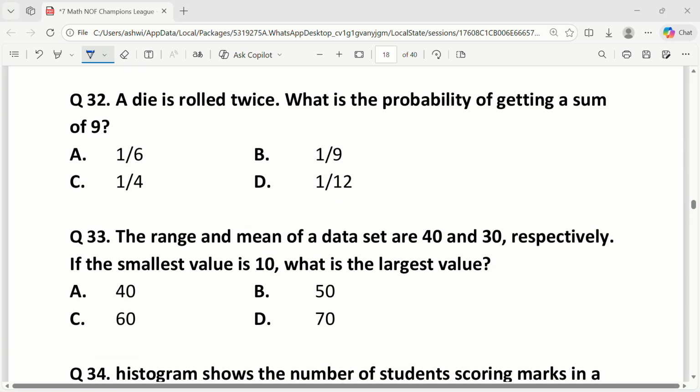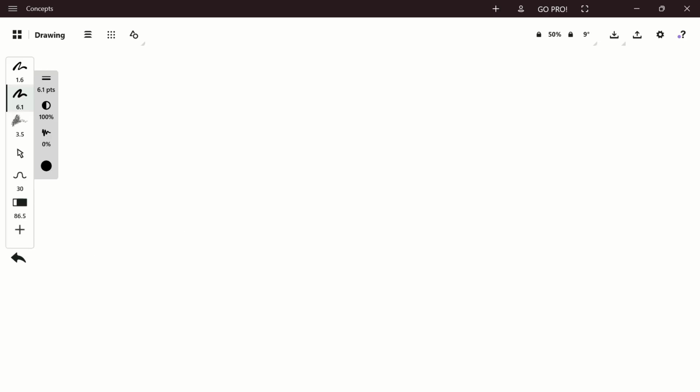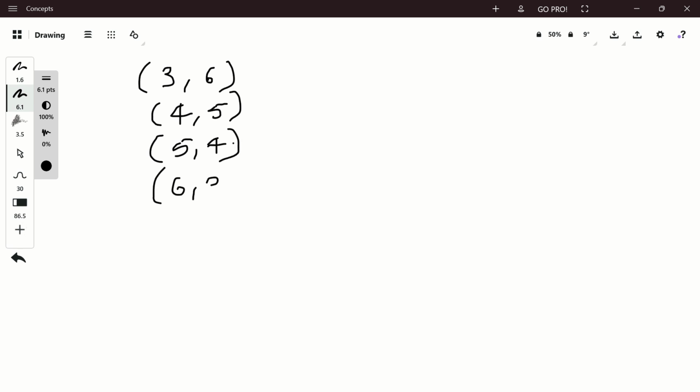Question 32. A die is rolled twice. What is the probability of getting a sum of 9? The die is rolled twice. There are 6 into 6, that is 36 possible outcomes. The combinations that result in the sum of 9 are 3, 6; 4, 5; 5, 4; and 6, 3. There are 4 successful outcomes.